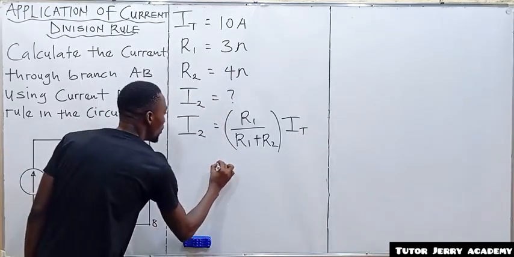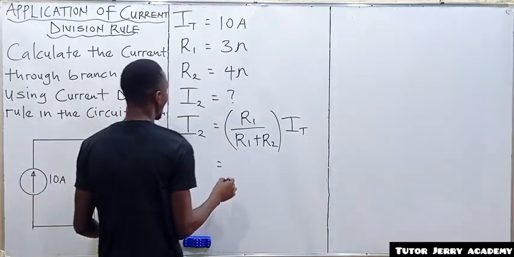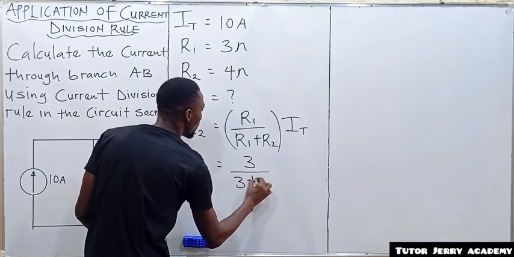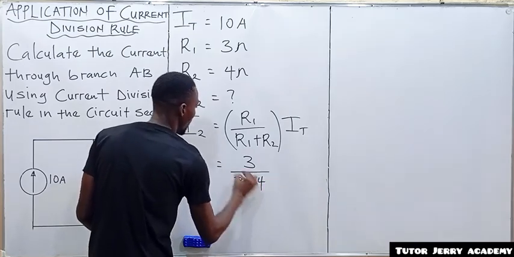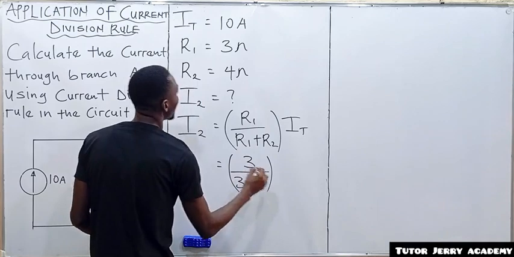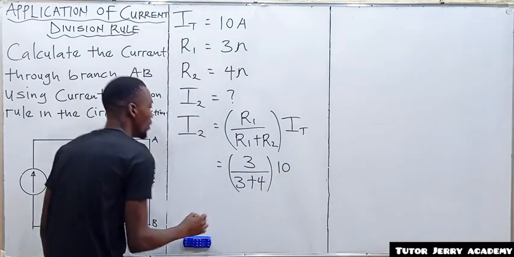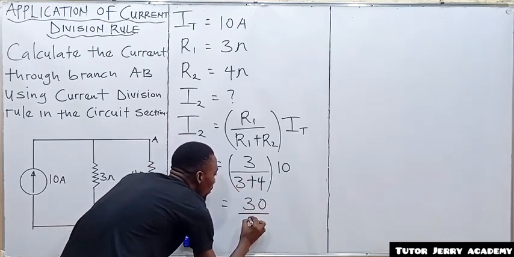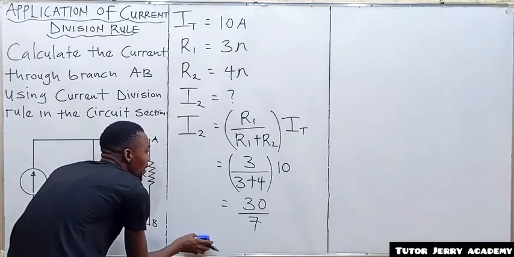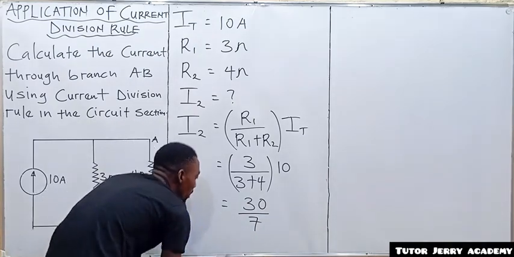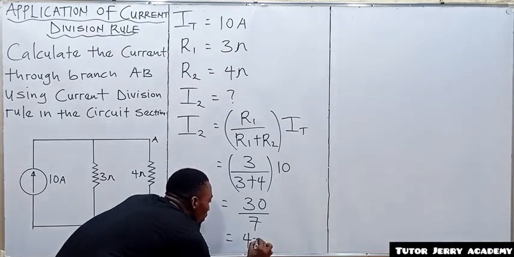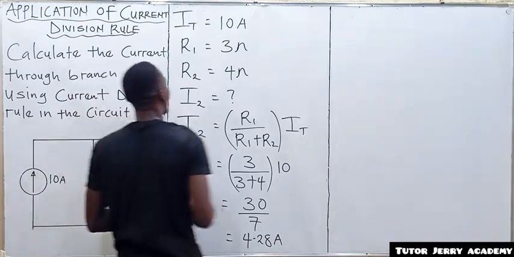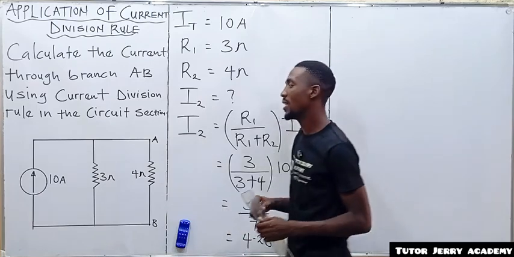So if you substitute, I'm going to have R1. R1 is 3. So it's going to be 3 all over 3 plus 4. Then multiply by the total current, which is 10. So if you do this, I'm going to have 10 multiplied by 3 is 30 all over 7. And 30 divided by 7, that is 4.28. So we are going to have this to be 4.28 amperes. So the solution to this question is 4.28 amperes.